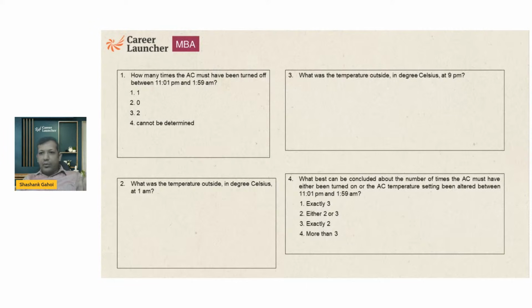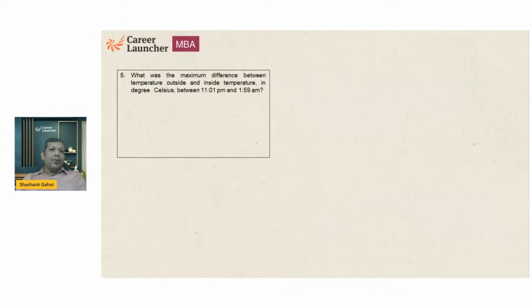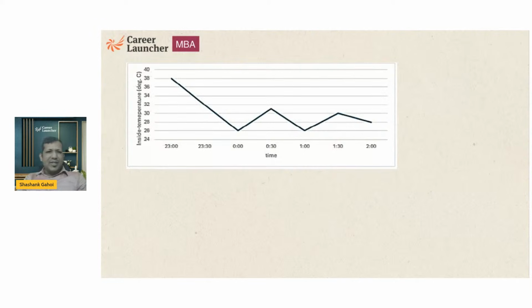Okay, between 1 and 2, how many times has the setting been changed? The setting has been turned on. Okay. What is the maximum difference between the temperature outside and inside between 11 and 2? So basically, these are the questions. So basically, they are asking 3 questions about the outside temperature.